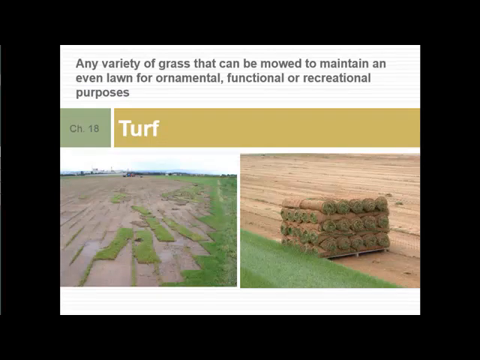So turf is any variety of grass that can be mowed to maintain an even lawn for ornamental, functional, or recreational purposes. Unfortunately, most of the turf used in the Midwest is exotic. That is, cool season Eurasian grasses. They are not the native grass plants of the prairie, and those plants are not adapted for the kind of landscaping look that most people are trying to achieve in their yards, or that even many municipal ordinances require. So if your community like mine requires grass to be mowed to a height of I think the number is 2 inches or 3 inches, you're not going to achieve that by using big blue stem or Indian grass, which commonly grow up to 8 feet tall.